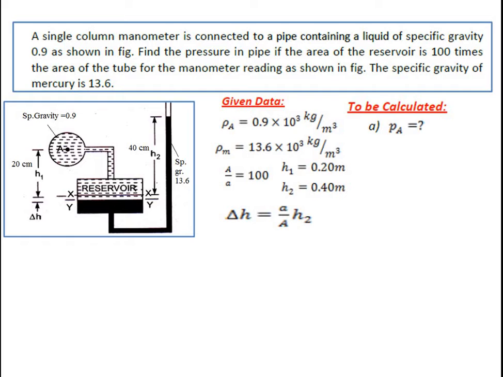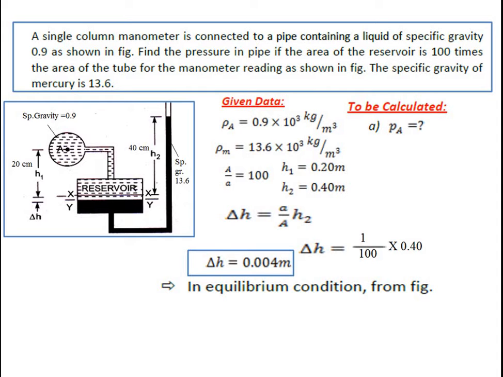So we know that delta H is the rise or fall, or change in height, of the reservoir, and it is given as small a by capital A into H2, because delta H into A is small a into H2. So delta H can be given as 1 by 100 into 0.4, so delta H is 0.004 meter.